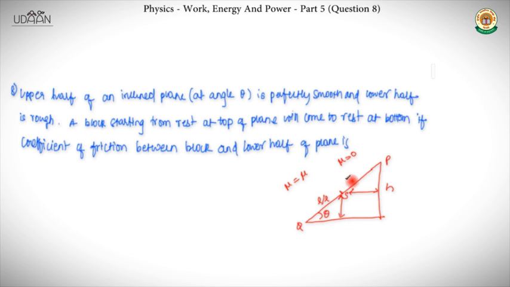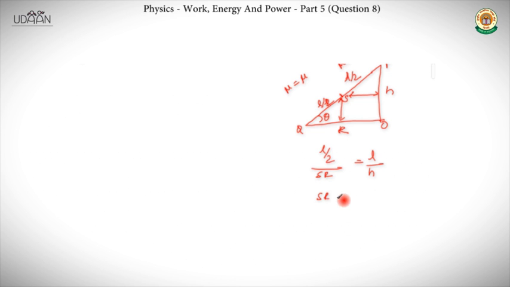We know this is L by 2 and this is L by 2, as we are just imagining the length of the inclined plane is L. So from the triangle QP, let us consider this as O and this is R. In triangles QPO and QSR, as both are similar triangles, we will get L by 2 by SR is equal to L by H. In this way you will get SR is equal to H by 2. So the position S will be at height H by 2.